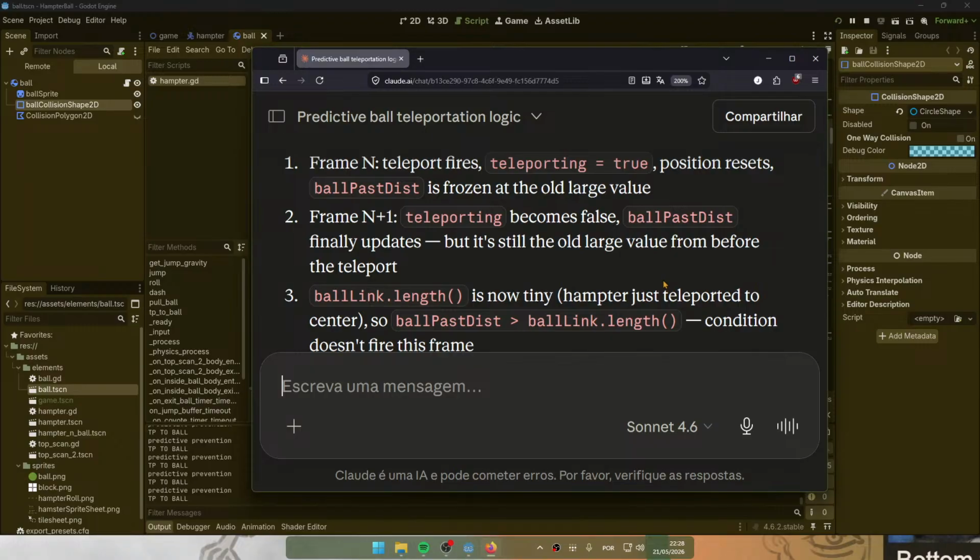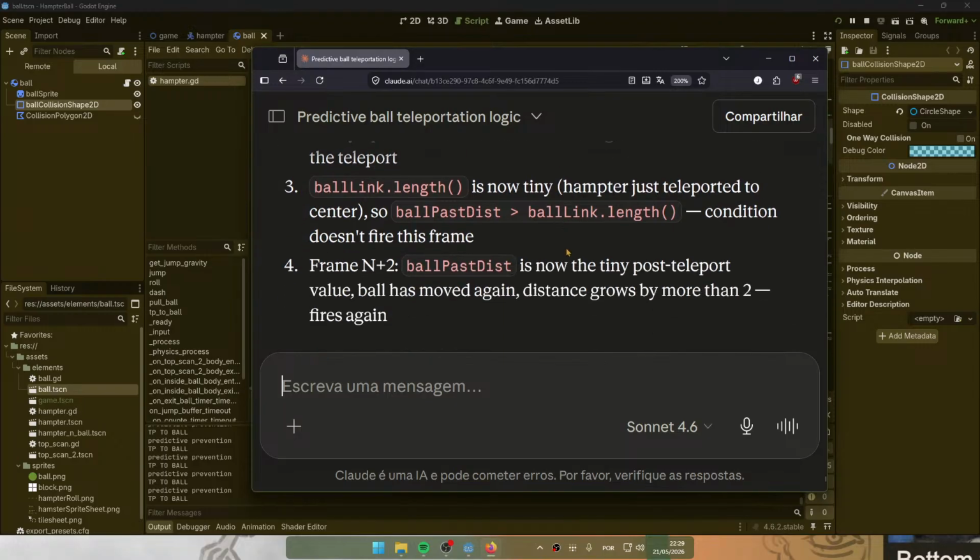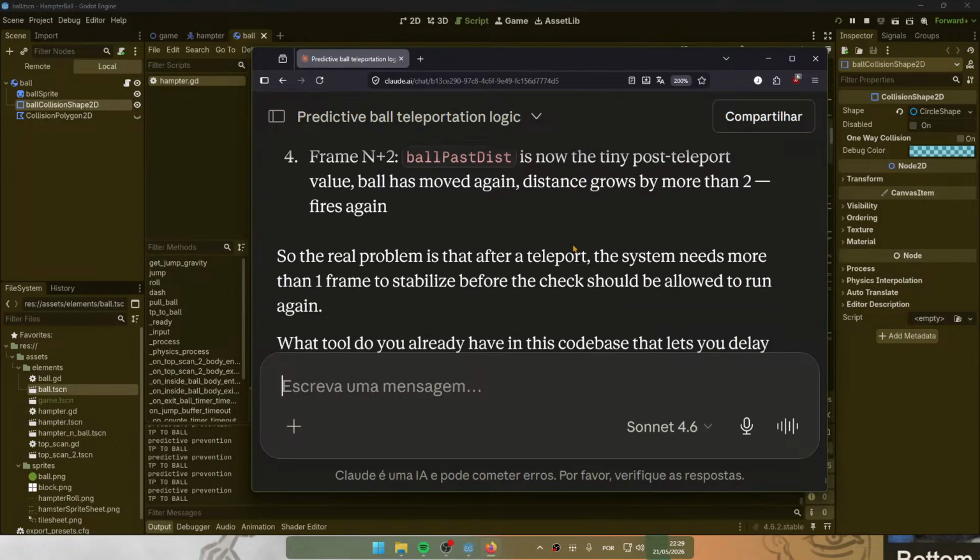Ball pass distance is frozen at the... What? Why? Ball link length is now tiny. Hamster just teleported to center, so the ball distance condition doesn't fire this frame. Ball pass distance is now the tiny post-teleport value. Ball has moved again, distance grows by more than 2, fires again. What the fuck, dude? The real problem is that after a teleport, the system needs more than one frame to stabilize before the check should be allowed to run again.